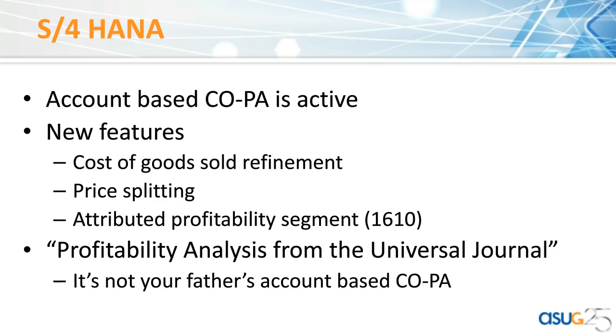So I've listed 3 of the features here on this slide, and I'll talk about each one in a little detail. Cost of goods sold refinement is a huge step forward for account-based COPA. It's going to give me more detail about the nature of the cost. Price splitting has to do with production variance settlement. Typically, cost-based COPA is where we broke out all of the 8 categories of production variance into a separate value field. Well, now I can get that by GL account number.